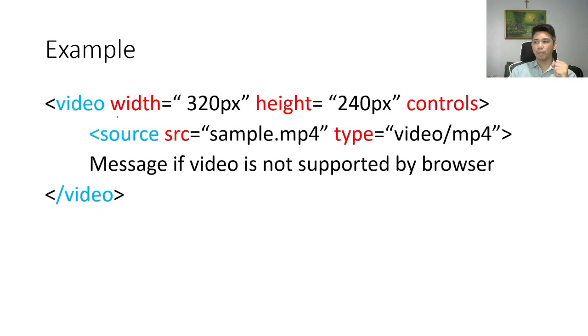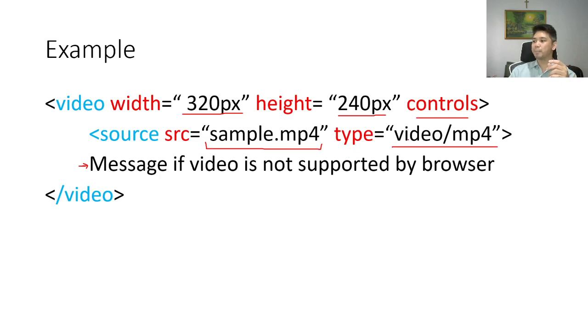As an actual example, I have here video, and then the width is set to 320 pixels. I did not use percentage, I used pixels. And then the height is also 240 pixels. And then we have controls, mandatory. And then for the source, I used a relative URL, sample.mp4. And then the type, video/mp4. So the video will be in mp4 format. And then this message will display if the video will not be shown.